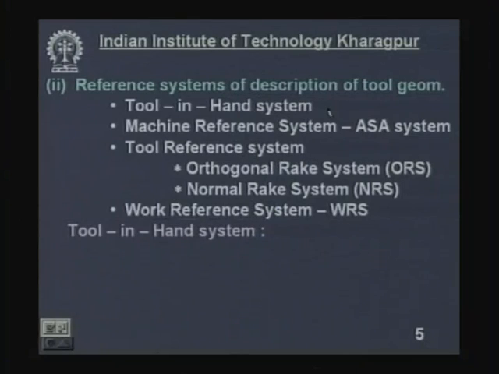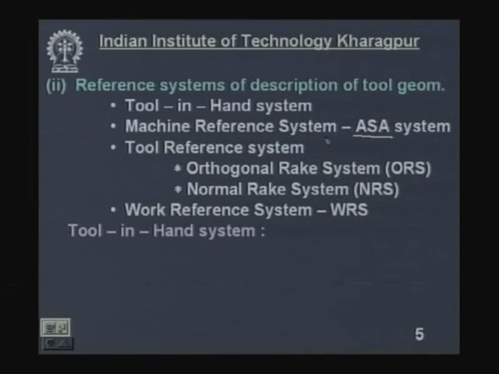Now, reference systems of description of tool. Now, tool geometry can be described in different systems of reference, followed in different countries for different purposes under different environment situations. 1. Tool in hand system, this is one method. Machine reference system, this is also called ASA system, where ASA stands for American Standards Association. Then tool reference system. In tool reference system, orthogonal rake system simply ORS, normal rake system NRS and work reference system.